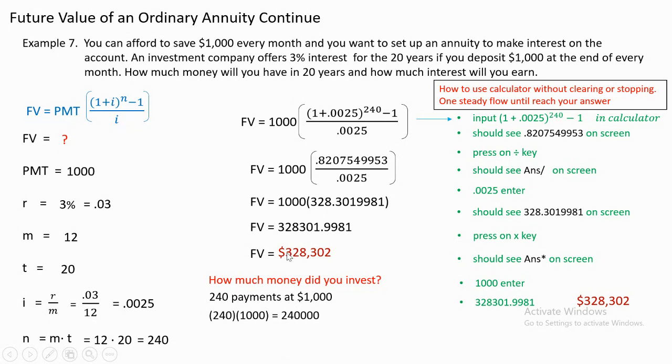So wow, but this is not 240,000. That means that this is the amount that you earned in interest. I mean, if you subtract 240,000 from the 328,302, that will give you the amount you earned in interest, which is $88,302. So this amount is what you got for free for opening this type of investment, which is not bad at all, guys.